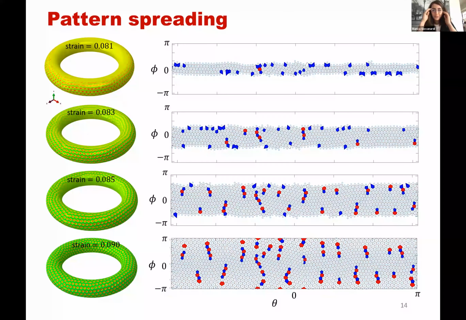Oh no, 14. One, yes, exactly. So in this picture, maybe you said and I missed it, I don't understand what the colors, the blue and the red, mean. Oh, sorry, I think I didn't mention that. You can see that the red are heptagon, and the blue are pentagon. And the other black ones are hexagon.